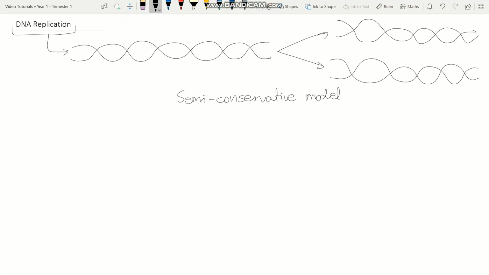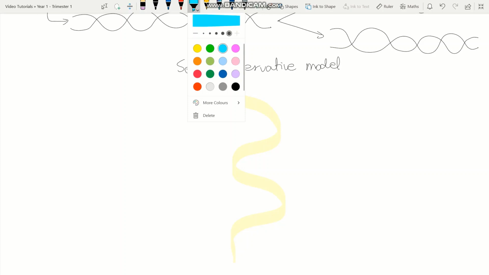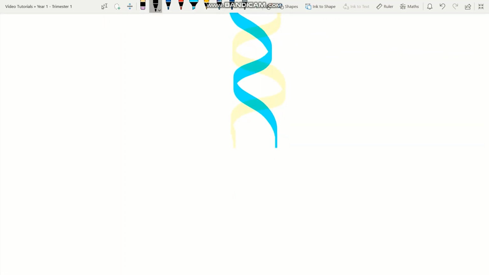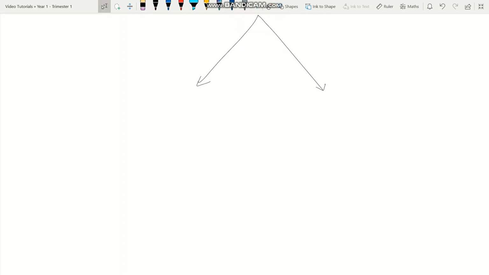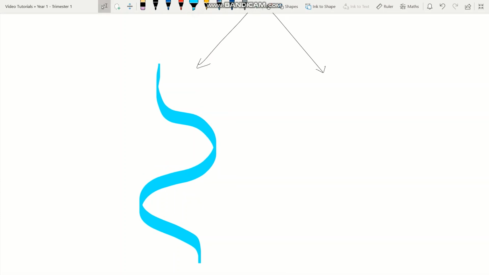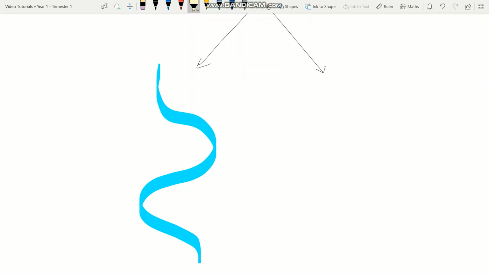Now, the semi-conservative model basically states that if we have a particular parent strand as so, and it contains two strands like this, then the two daughter strands that form due to the process of DNA replication will contain one old strand from the parent each, and will also contain one new strand of their own.